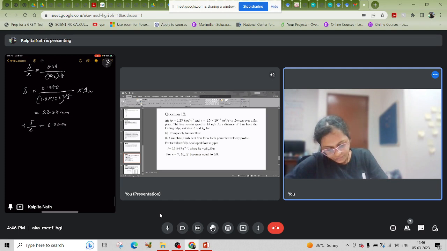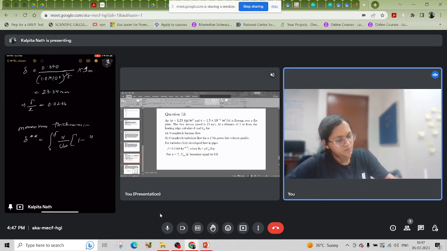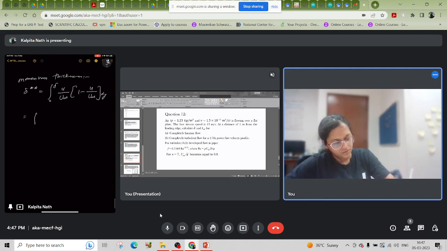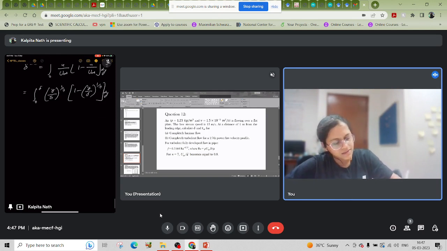Now momentum thickness for turbulent flow. Delta star is equal to integral 0 to delta of u by u infinity into 1 minus small u by capital U infinity dy, is equal to integral 0 to delta of y by delta to the power 1 by 7 into 1 minus y by delta to the power 1 by 7 dy. Okay, now this gives delta star to be 7 by 72 delta.